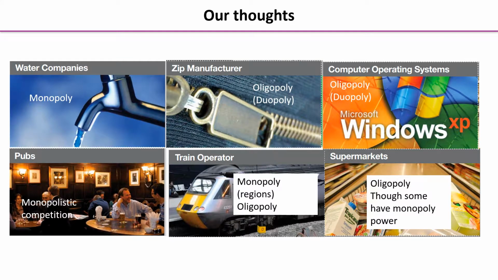Okay, here are our suggestions of which of the market structures each of those industries fits into. The water companies are a monopoly because you have no choice, depending on where you live, over who you get your water from. The zip manufacturer, well, it's an oligopoly. In practice, it's a duopoly because there are really 2 zip manufacturers that dominate the market for the whole world. In fact, most of the world's zips come from a factory in China, from just one of those 2 businesses. Computer operating systems, again, probably a duopoly, a sort of a split between Microsoft Windows and Apple's iOS systems.